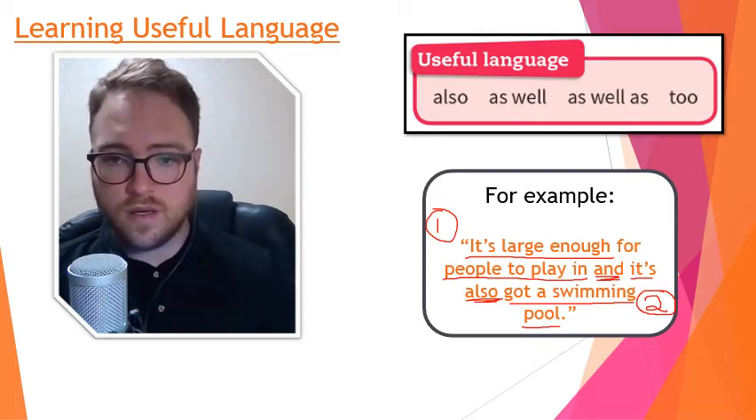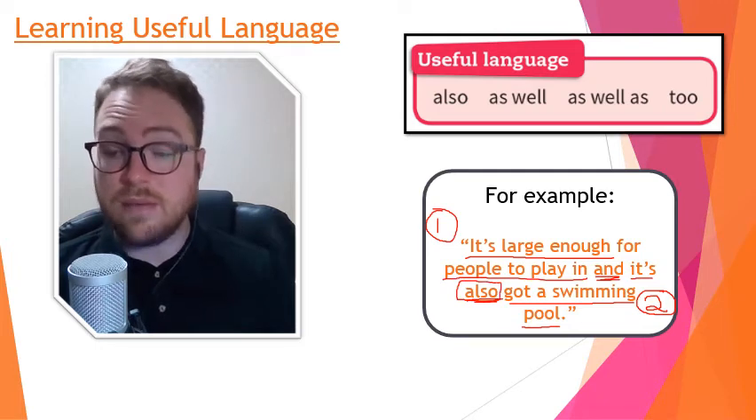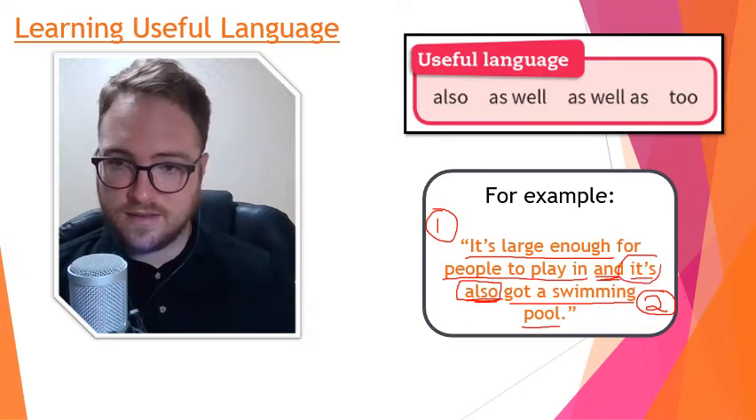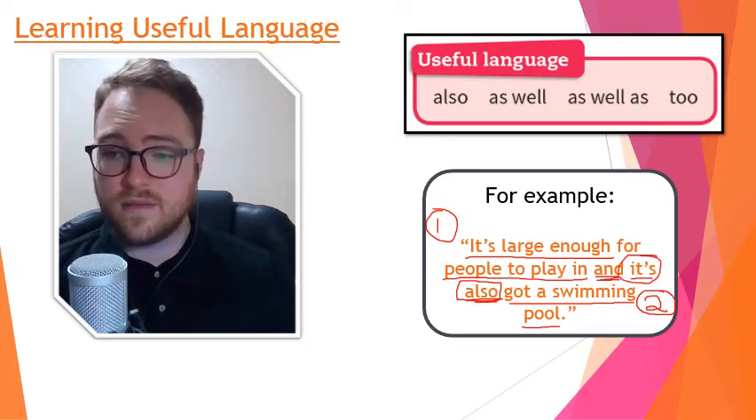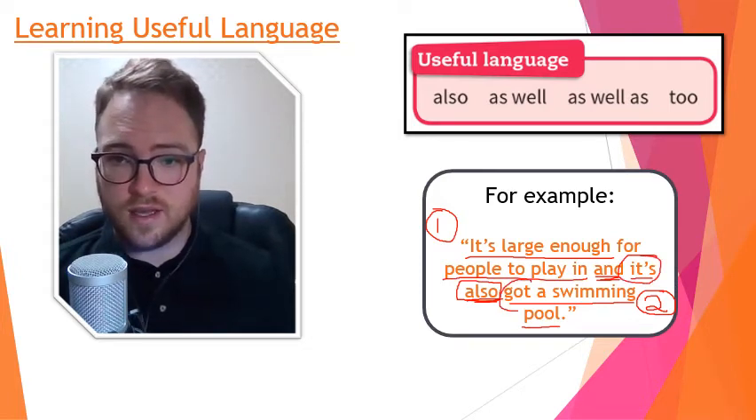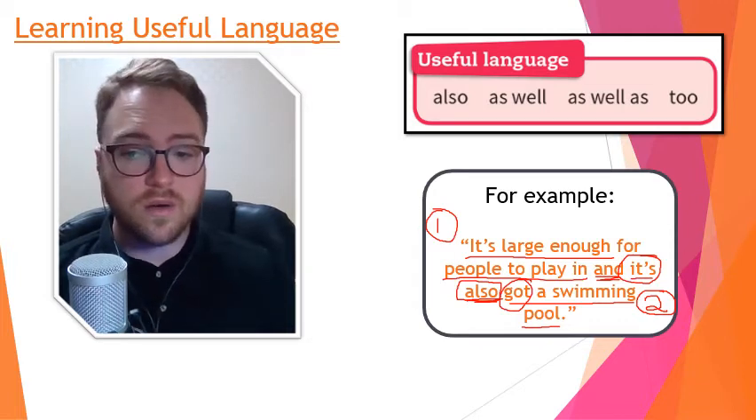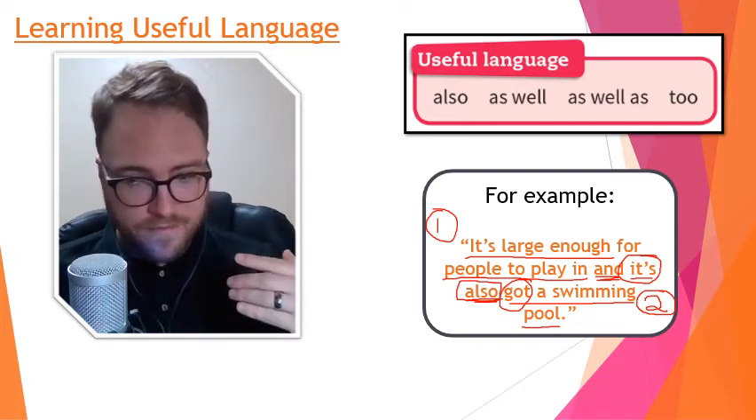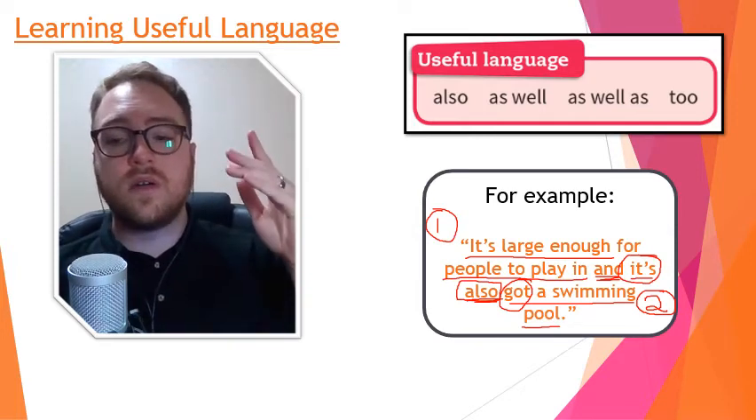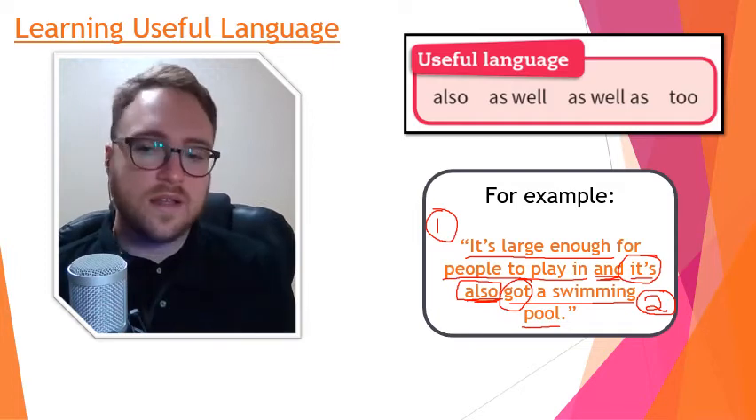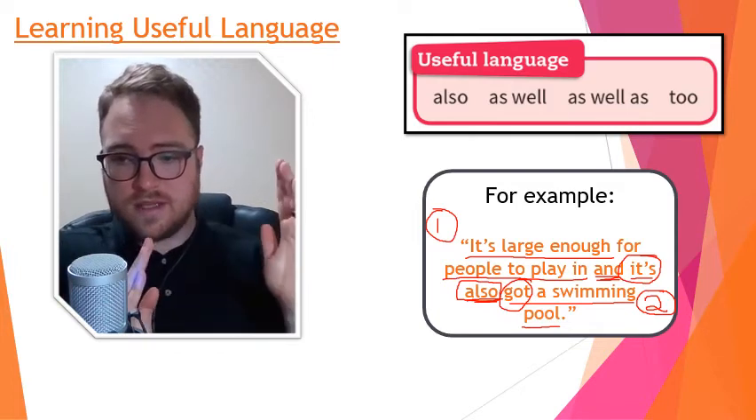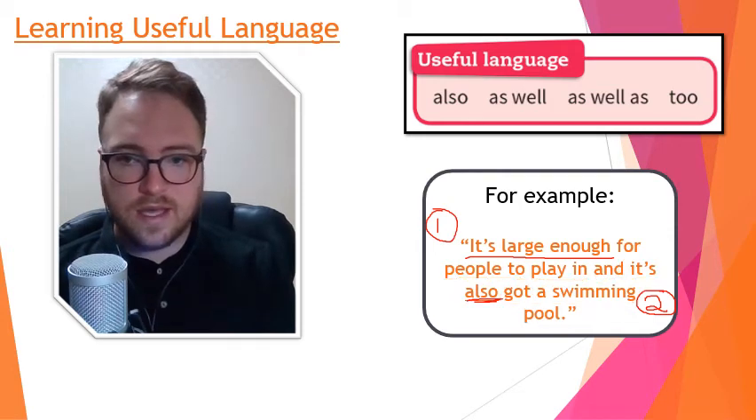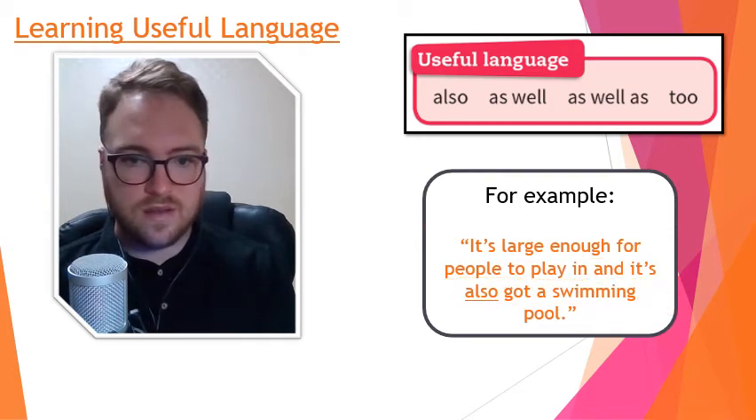Okay, "also" goes in between the subject, which is "it", and the main verb, which is "got". It's also got. Okay, I also have. She also eats. Okay, so it goes in between subject and verb. Try to remember that. Okay, let's erase these and move on.